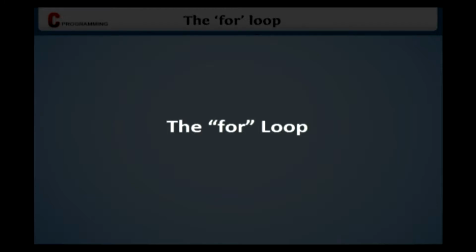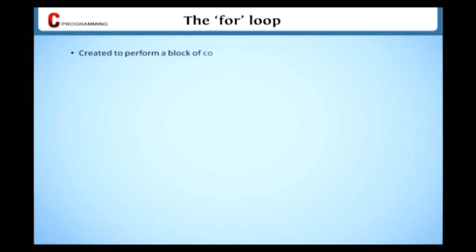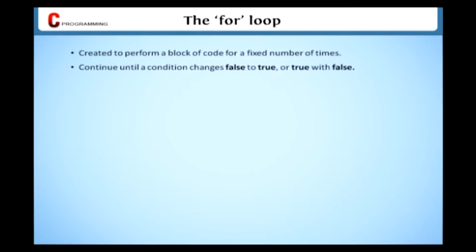The for loop. Loops can be created to carry out a block of code for a fixed number of times. For example, the loop can continue until a condition changes from false to true or true to false. A for loop can carry out the block of fixed statements or numbers once it is given. For example, if you wish to show the natural numbers from 1 to 100, we can use the for loop.